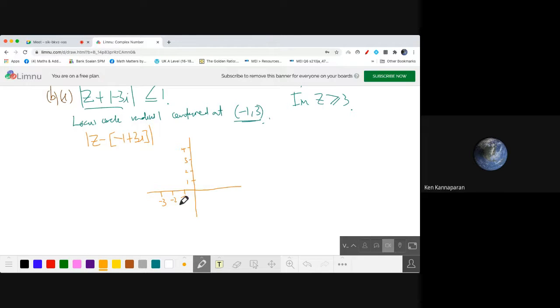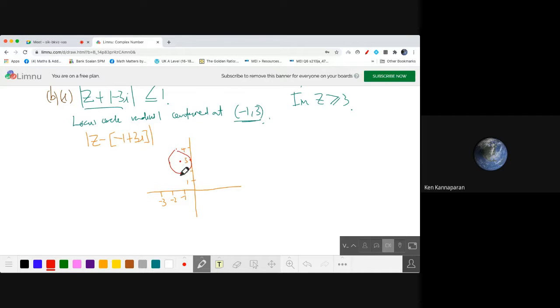Okay, so the center is minus 1, 3. That's your center, minus 1, 3. And then the radius is 1. So radius 1, that's 1, that's 1. Somewhat like that. It's not accurate, but somewhat like that.